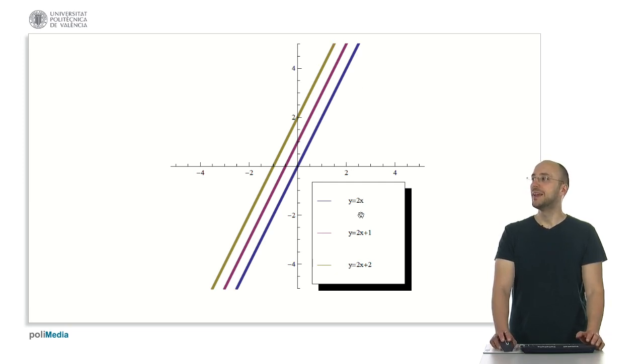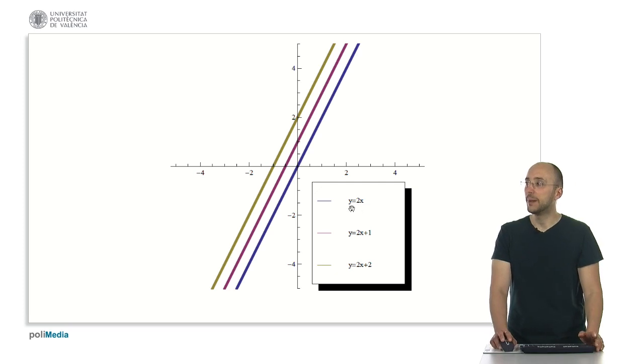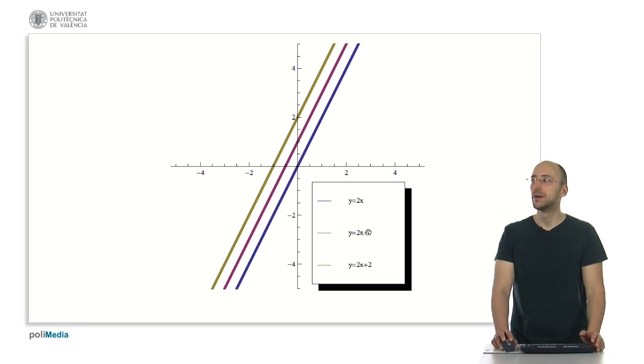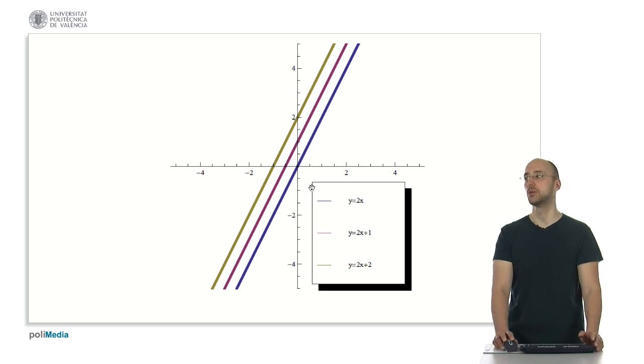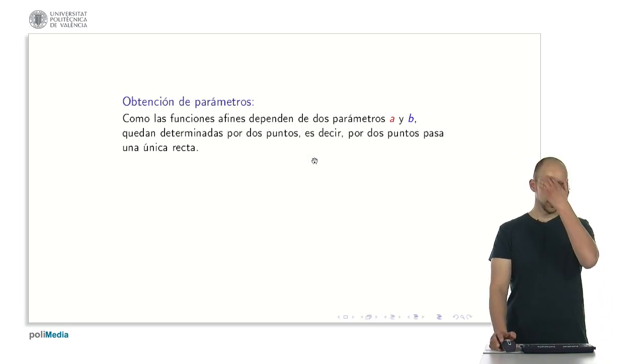I don't know if you realize, but look, the first one, y equal to 2x, goes through the origin. The coordinate at the origin was 0. See? It goes through the origin. The next one is 2x plus 1. This one goes through the point (0, 1). It cuts the y-axis at that point. And the last one, y equal to 2x plus 2, as you can see, cuts the y-axis at point 2. Good. Parameter determination.